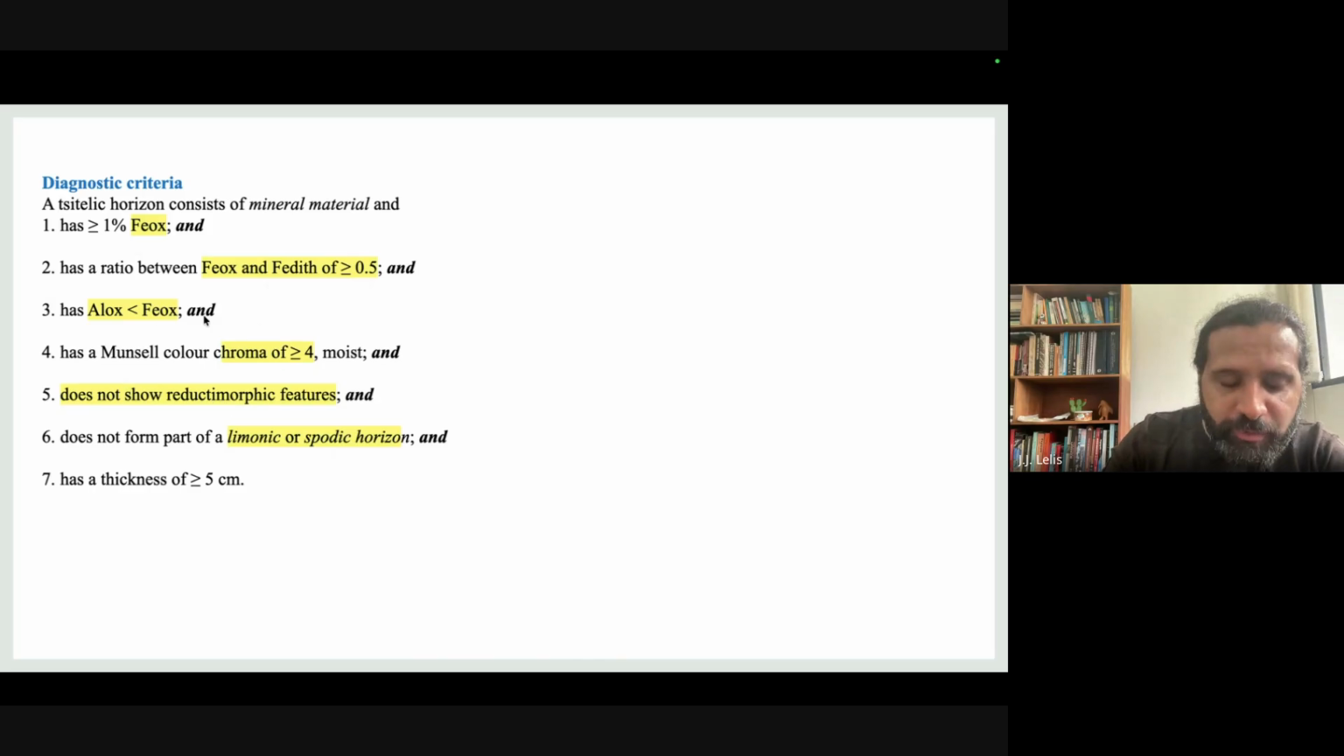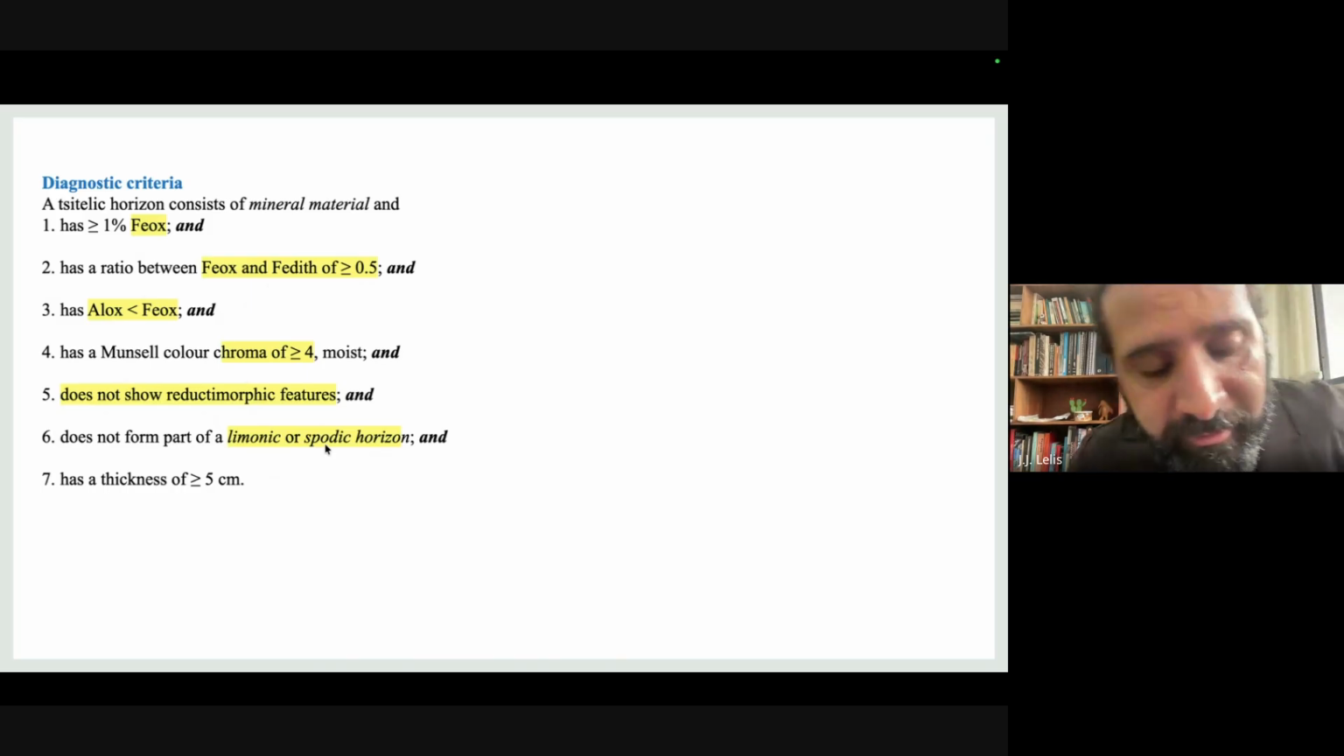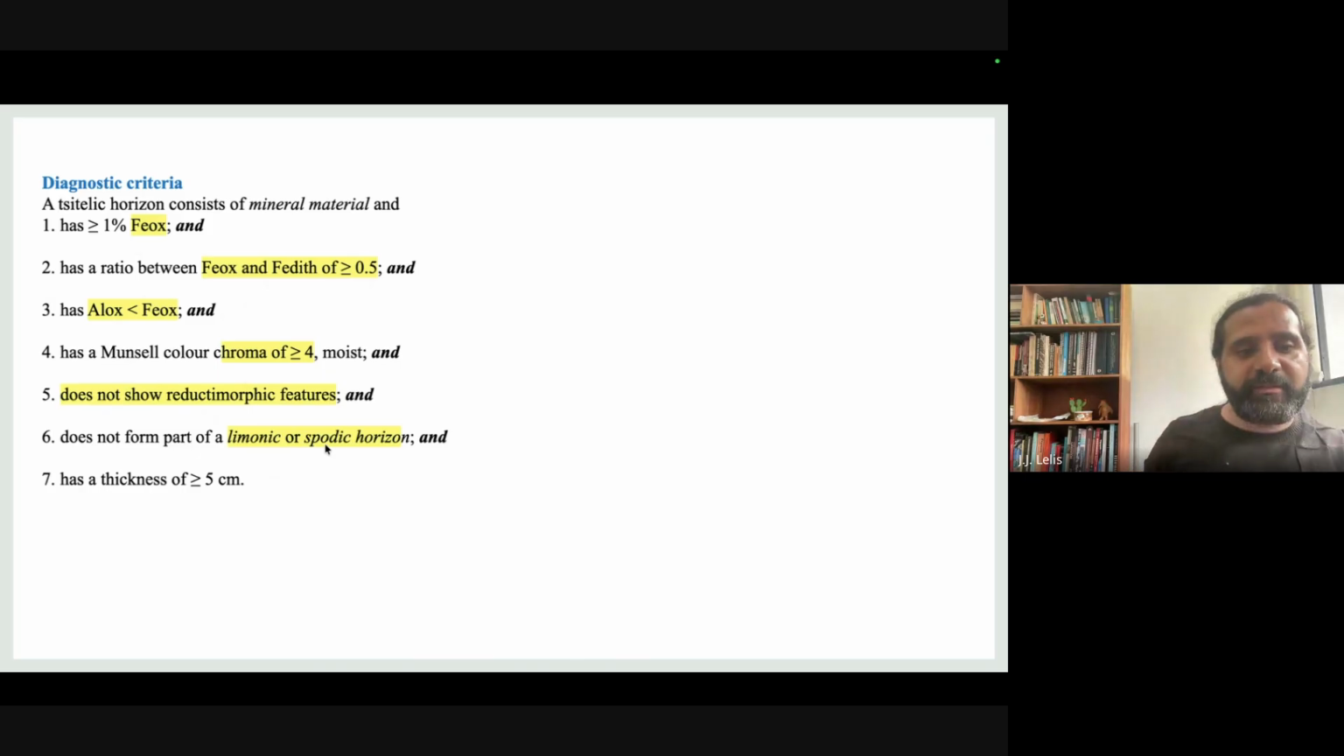So I should register concentration of iron. It does not form part of a limonic or spodic horizon, so I cannot combine these two horizons. And the minimum thickness is 5 centimeters. Okay, so it is a horizon where we have some iron concentration because of the lateral movement.